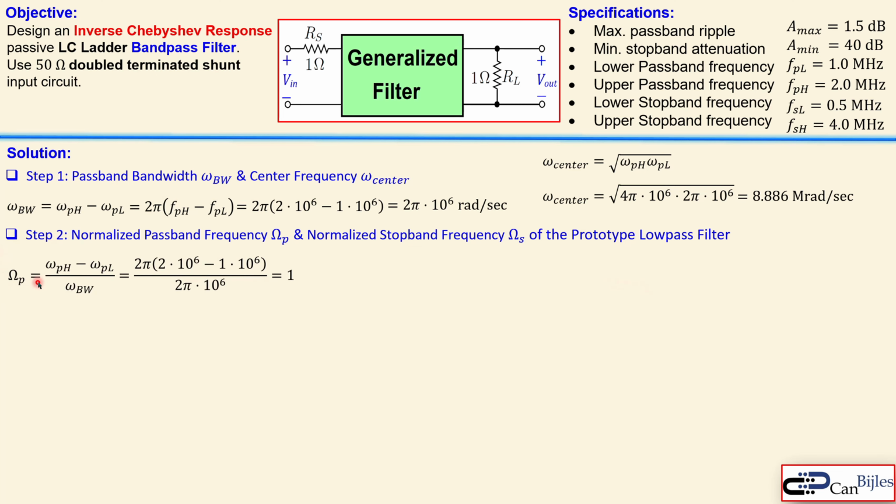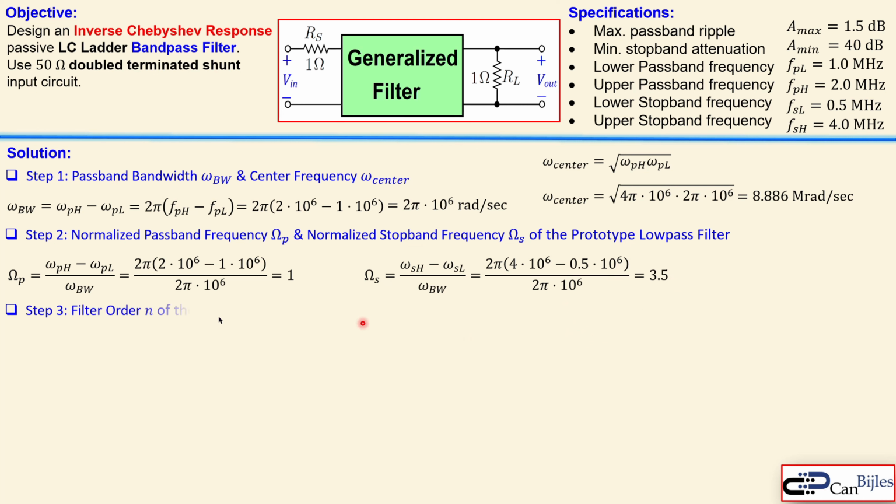This is the formula for the bandpass filter design for the omega p. You can see that again the difference divided by the bandwidth, which is of course always 1. But the stopband normalized frequency, which is shown here, is determined by the upper and the lower stopband frequencies, the difference between that one, divided by again the bandwidth we have determined in step 1, which in this case is 3.5 into the calculations.